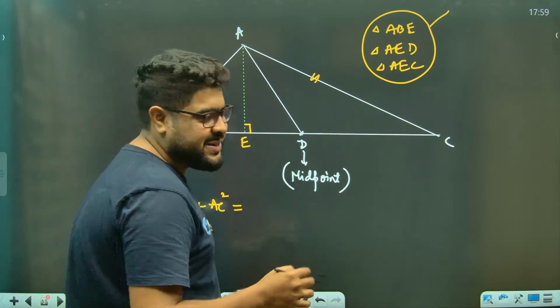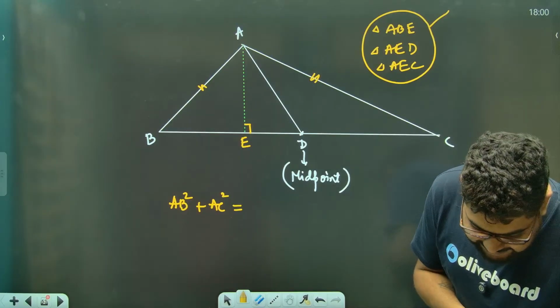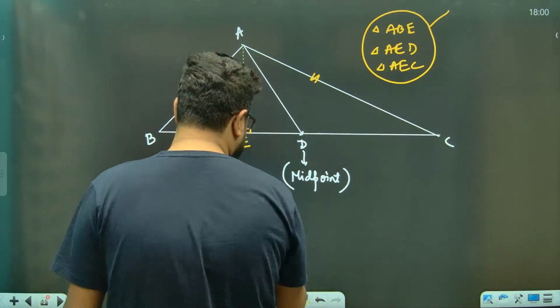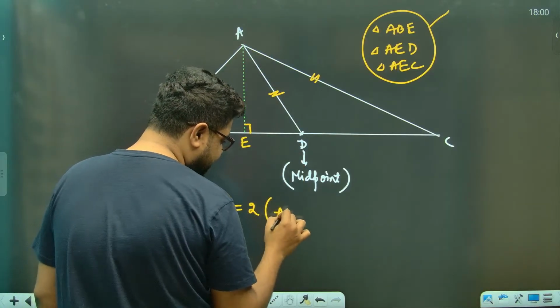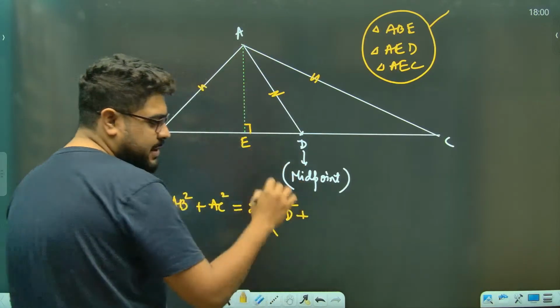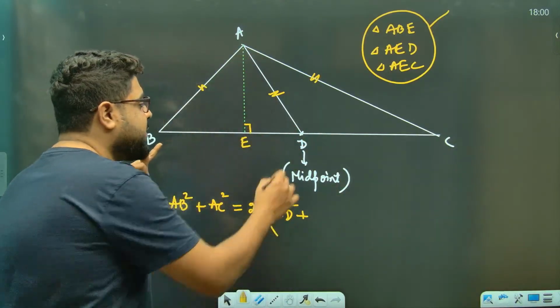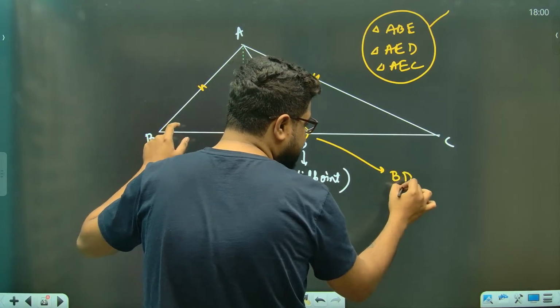It is equal to, sir. It is equal to. Someone commented. Acha, Sashi has commented. Perfect. This is equal to twice of the median square, sir. AD square plus. Either you take this side or you take this side, because midpoint means that BD is equal to CD.